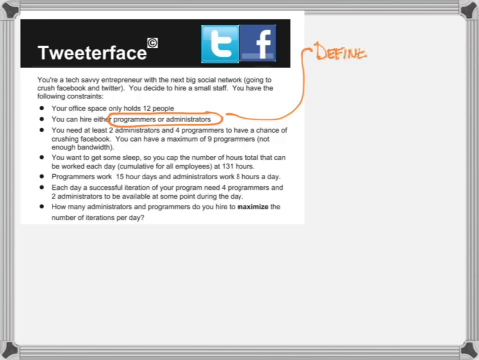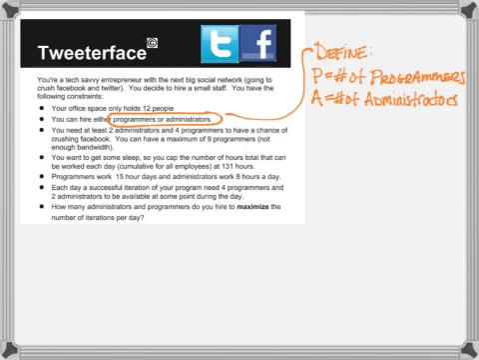All right. So we're going to define two variables. This is always going to start the same. P is my number of programmers. What am I going to call the administrators? A. All right, let's not overthink it. So A is number of administrators.